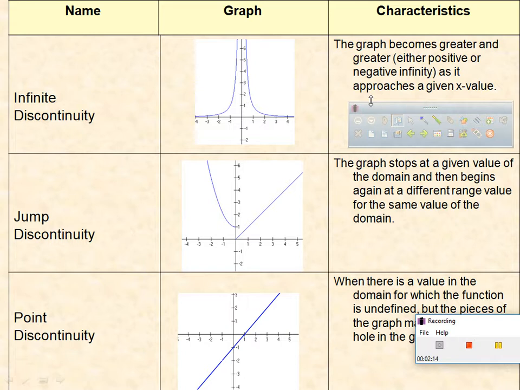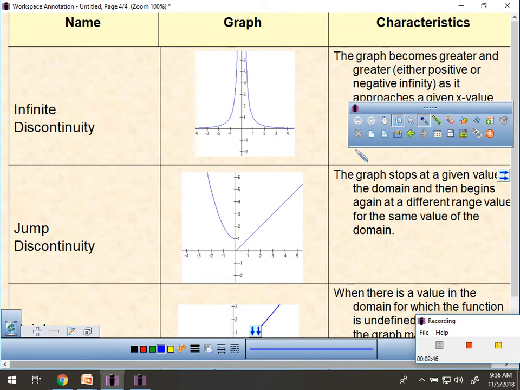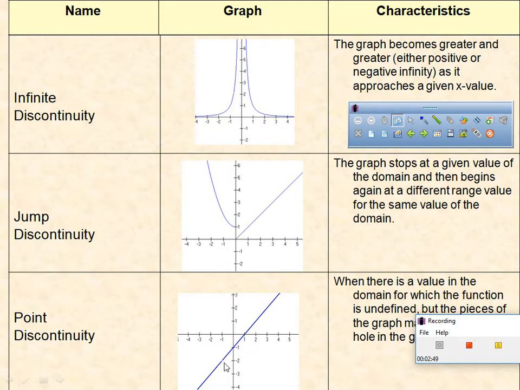A jump discontinuity is whenever your function goes from one y value to a different y value. And then finally, a point discontinuity. I don't know if you can tell from the graph, but if you were to zoom in right here at that point, you see how there's one little dotted white ball? That's what we call a point discontinuity. In other words, the function is not continuous at that point. All right, so those are my three types of discontinuity.